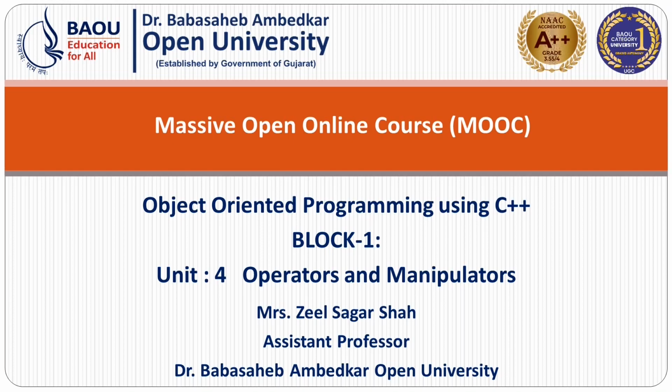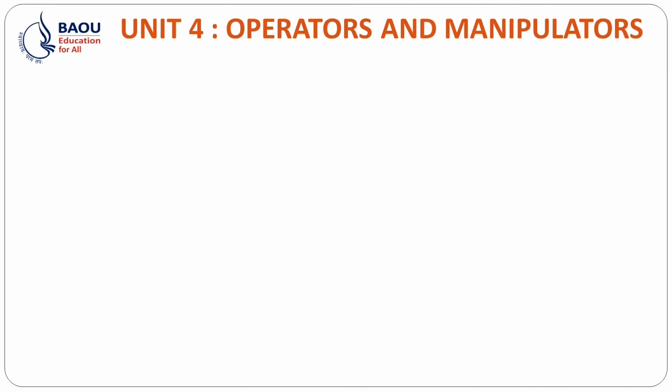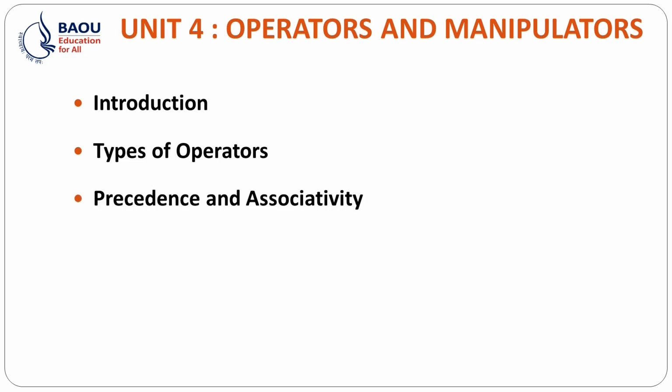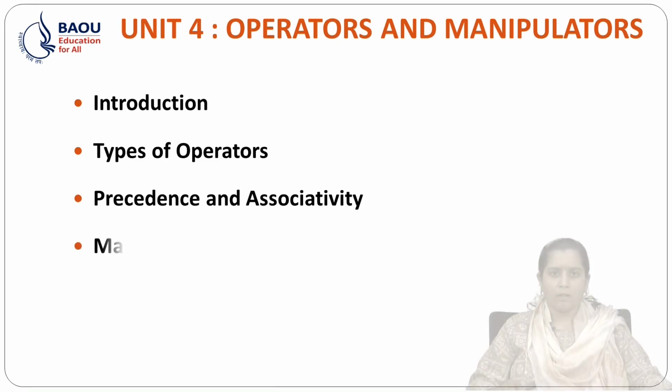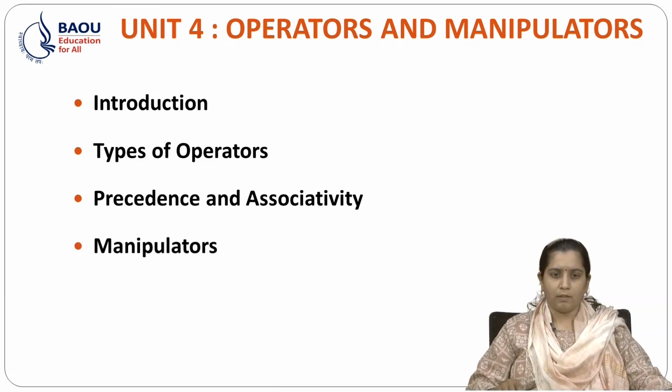In the last lecture, we have studied about the basic elements of C++, in which we have studied 5 tokens such as keywords, identifiers, variables, constants. We have also discussed about the various data types in C++. In today's lecture, we will study about the operators and manipulators. So, our today's agenda is introduction to operators, types of operators, precedence and associativity, and manipulators.